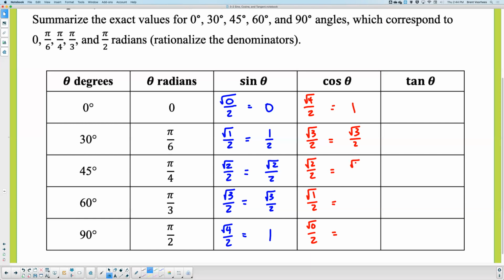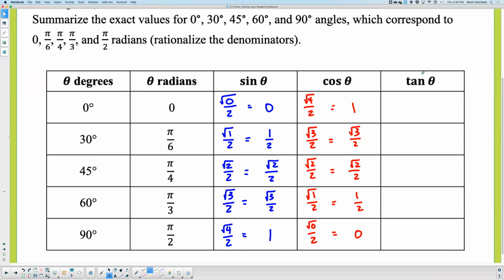Square root of 2 over 2 does not simplify. It stays. Square root of 1 over 2 can simplify. What's the square root of 1? 1. And so it becomes 1/2. And finally, what's the square root of 0? 0. And what's 0 divided by 2? 0. By the way, these values you're going to have to know by the time we take our next test. So I'm going to give you a trick to kind of come up with these, but you need to know this pattern because you will be tested and expected to find these values without a calculator.